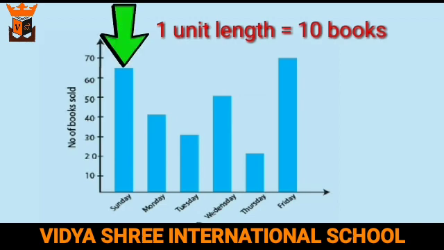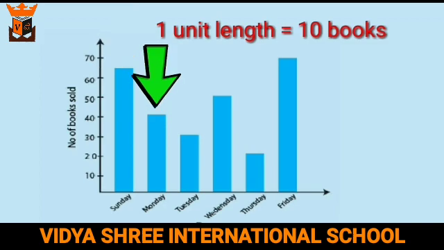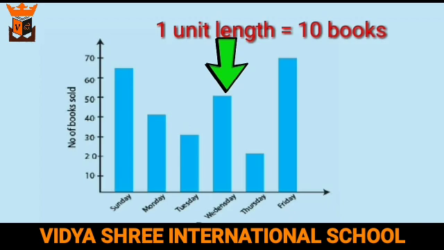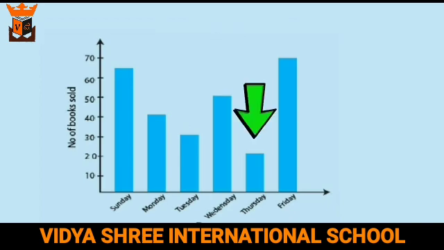In the bar graph, the number of books sold on Sunday is 65. The number of books sold on Monday is 40. The number of books sold on Tuesday is 30. The number of books sold on Wednesday is 50. The number of books sold on Thursday is 20, and the number of books sold on Friday is 70.